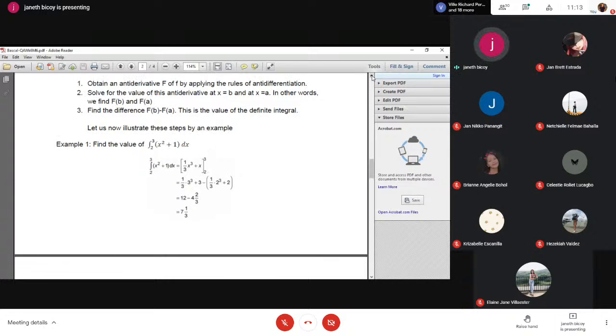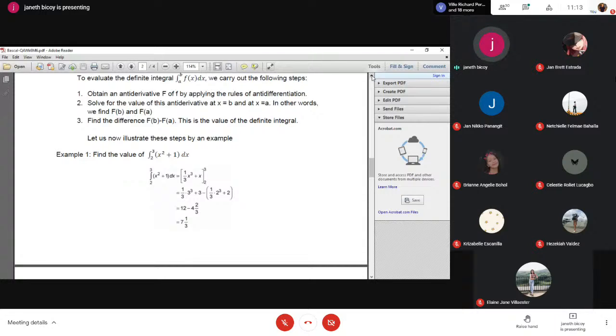So according to the FTOC, or the fundamental theorem of calculus, we are going to take the difference. This is now the antiderivative, right? So we are going to substitute, atong ilisan ng variable diha sa upper bound, minus the value of this when x is equal to 2. Now take the difference. We have 7 and 1/3. This is now the value of this particular definite integral.